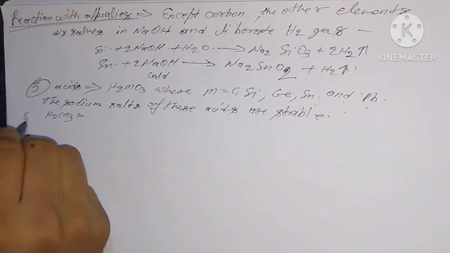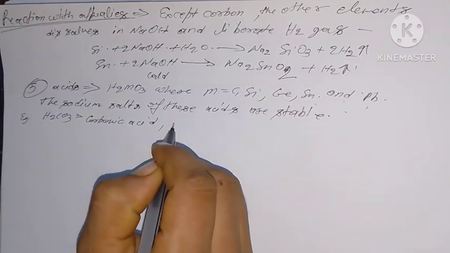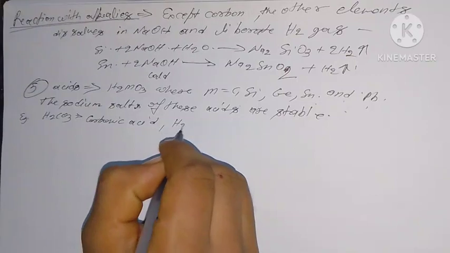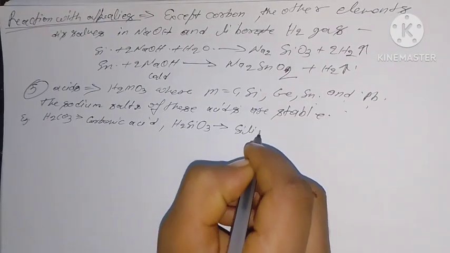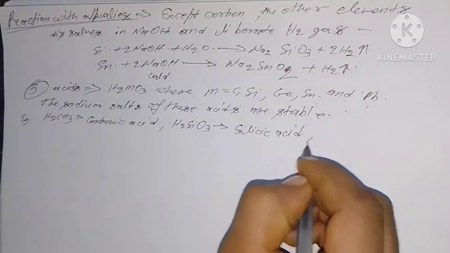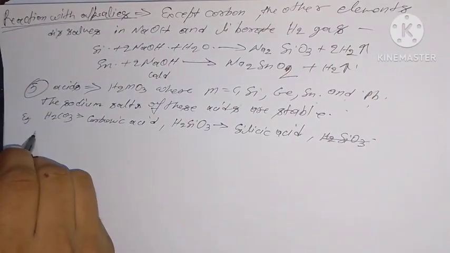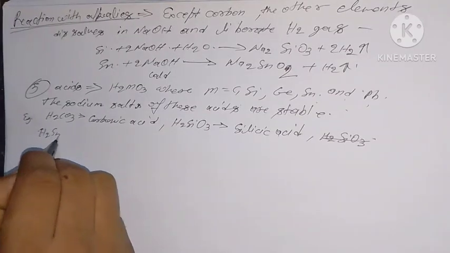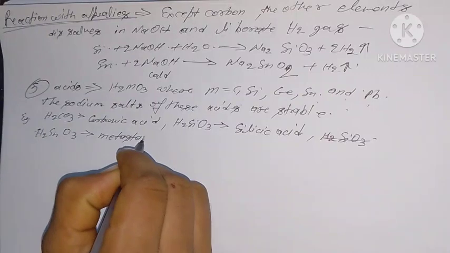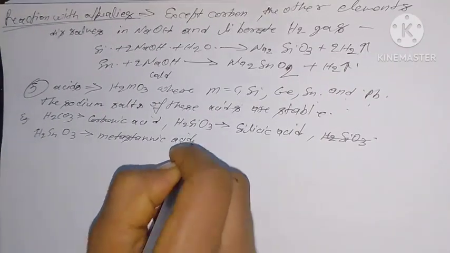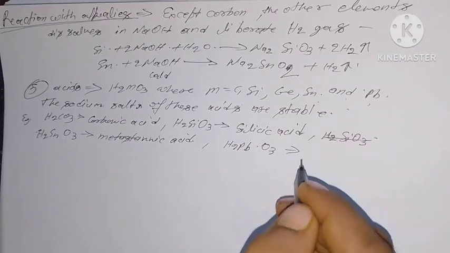H2CO3 is carbonic acid, and H2SiO3 is known as silicic acid, and H2SnO3 is metastannic acid, and H2PbO3 is metaplumbic acid.